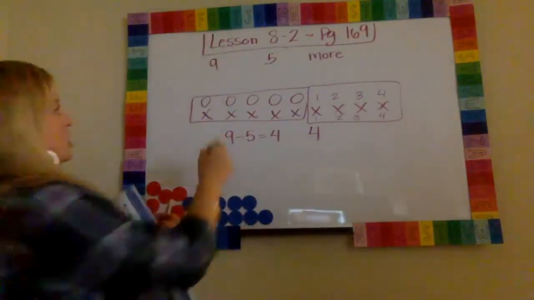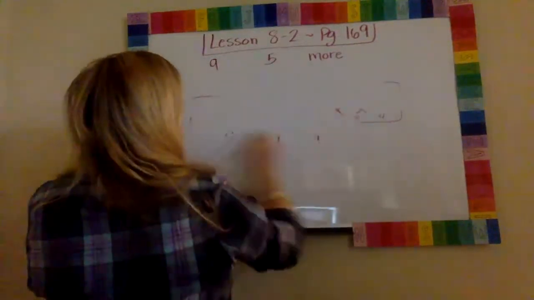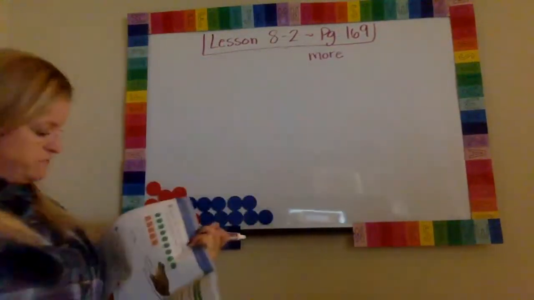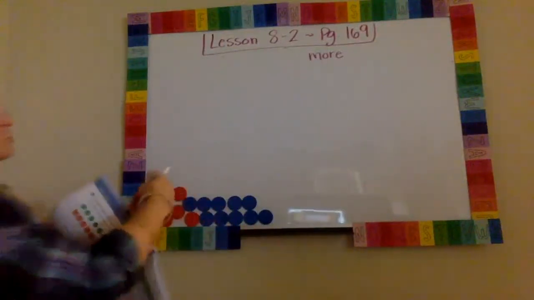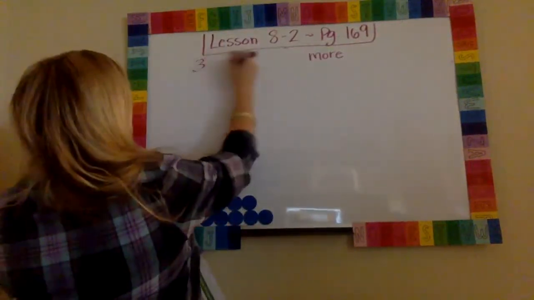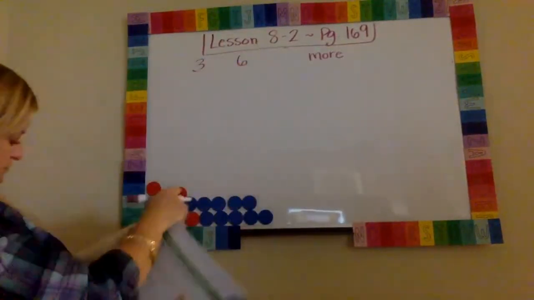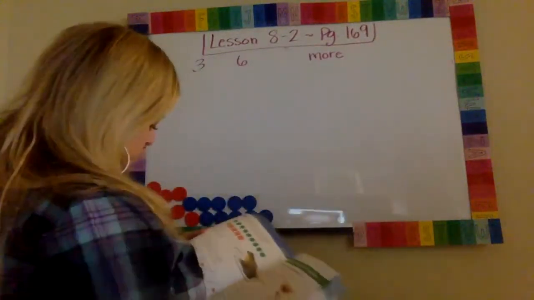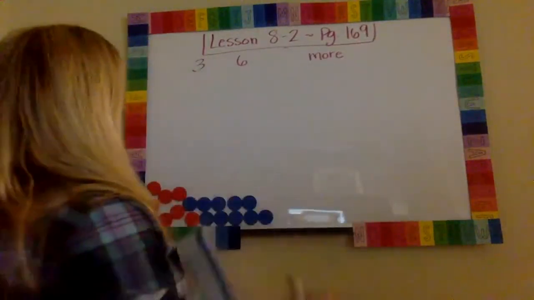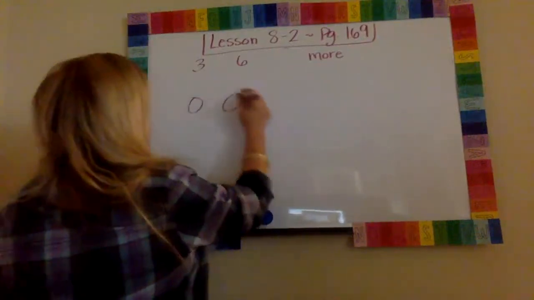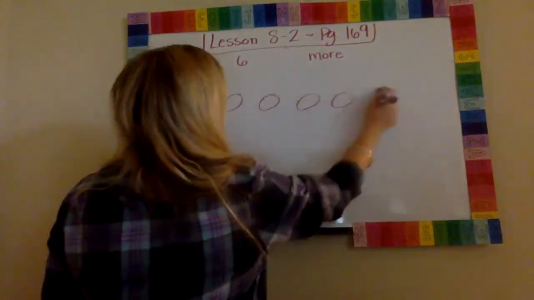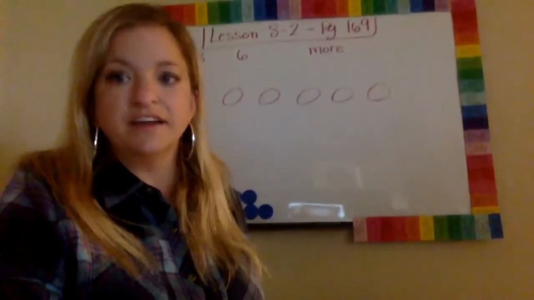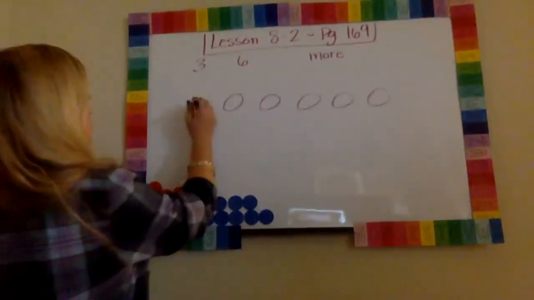Number 5, there are 3 fish. There are 6 fish bowls. So 3 fish, 6 bowls. How many more? Ooh, this is cool. So they did this. 1, 2, 3, 4, 5, 6. They drew their 6 fish bowls. And then they drew in 3 fish.